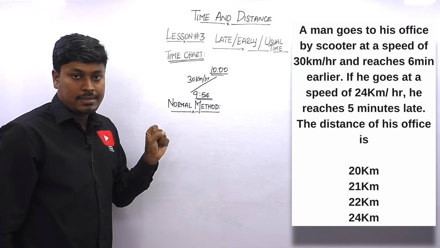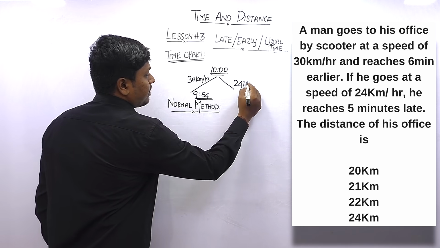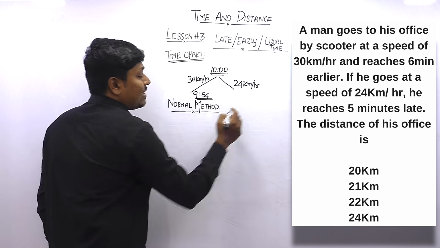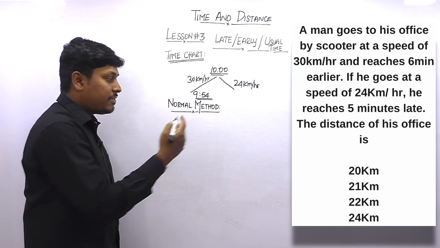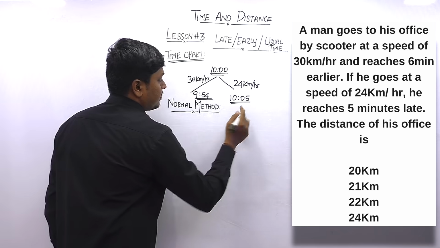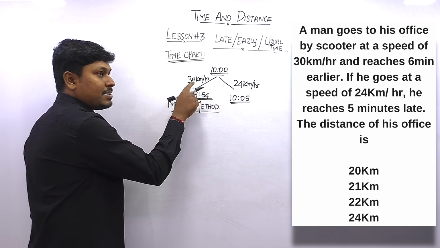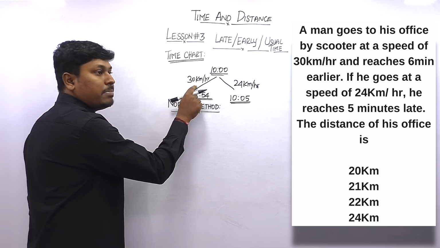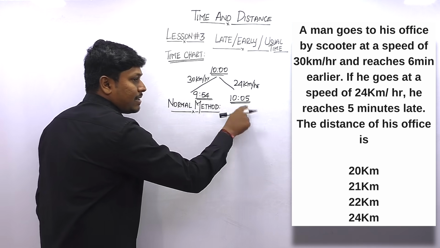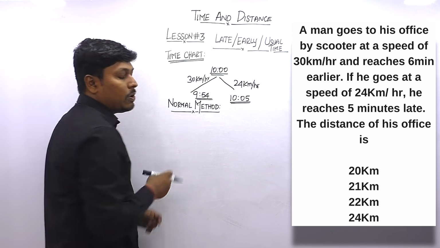And the second case, if the scooter speed is 24 km/h, he is reaching the office 5 minutes late. If it is 5 minutes late, then he will reach the office at 10:05. It's 5 minutes late, 6 minutes early. First condition, 6 minutes early, he is running at a speed of 30 km/h. And 5 minutes late, then he will reach the office at 10:05 and the speed is 24 km/h.